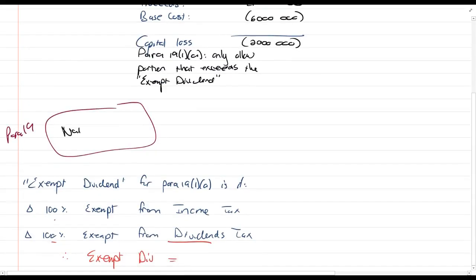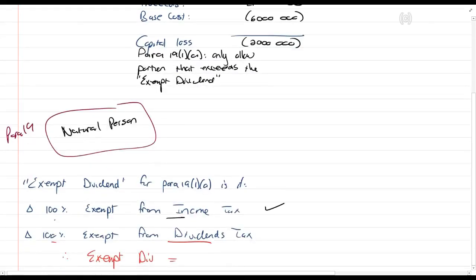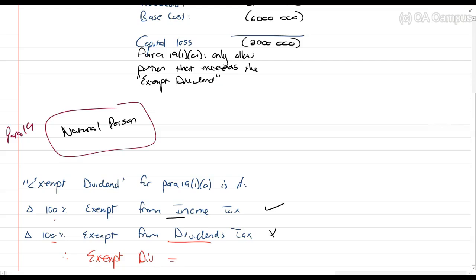If this is a natural person, was it 100% exempt from income tax? Remember that's that first issue there? Yes, it was. Was it 100% exempt from dividends tax? No, because we had to pay dividends tax. So the exempt dividend is nil. So paragraph 19 says that capital loss of 2 million, how much of it exceeds this nil? The full 2 million. So the full 2 million rands will be allowed as a capital loss.